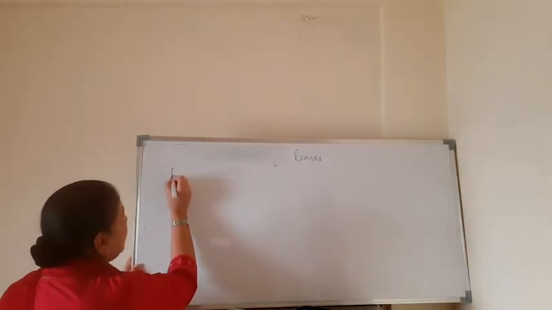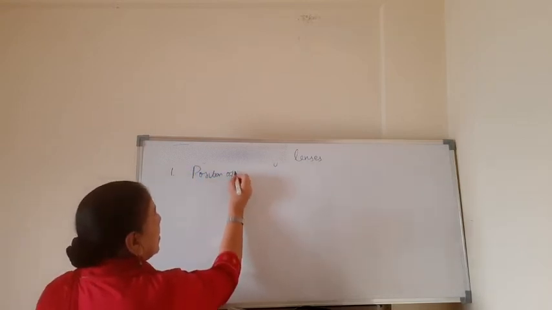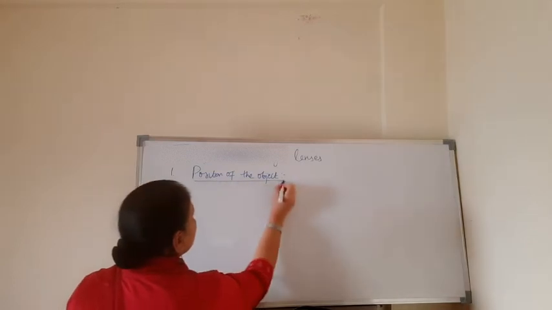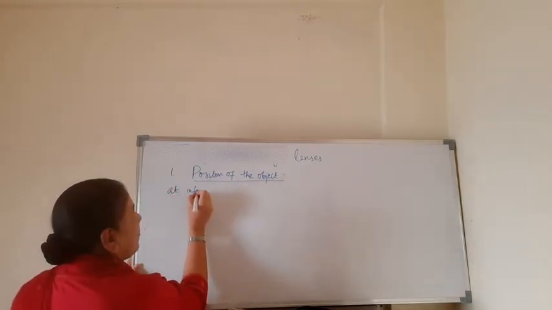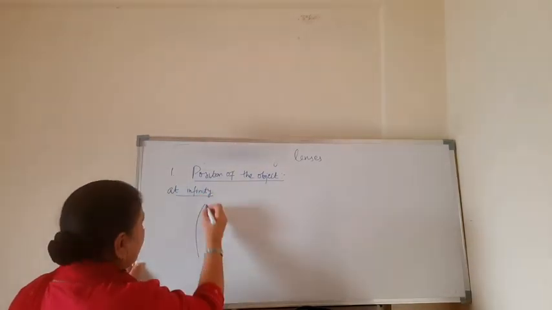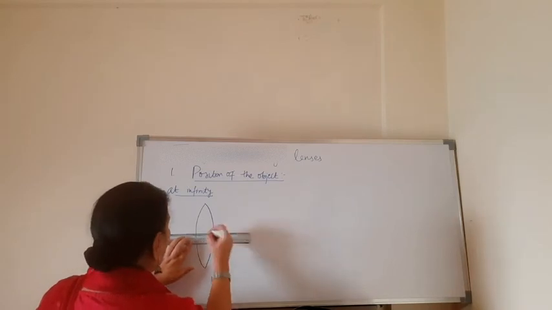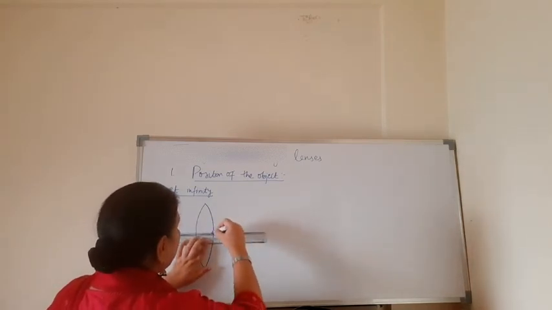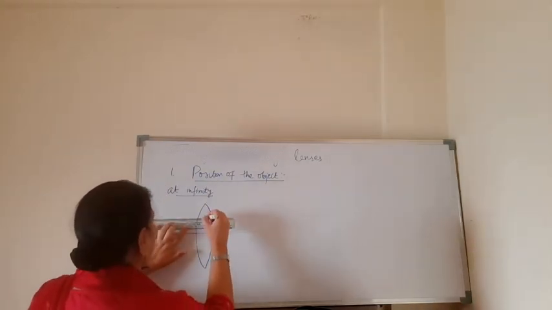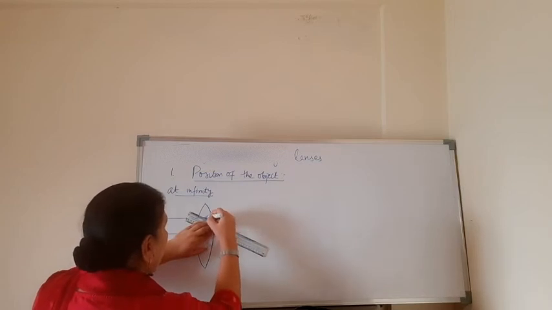So we'll see one, when the position of the object is at infinity. So the position of the object is at infinity. So what will be the ray diagram for this position? What will happen: the first ray which we have taken, if you just remember, is the ray which was coming parallel to the principal axis and was going through F after refraction.